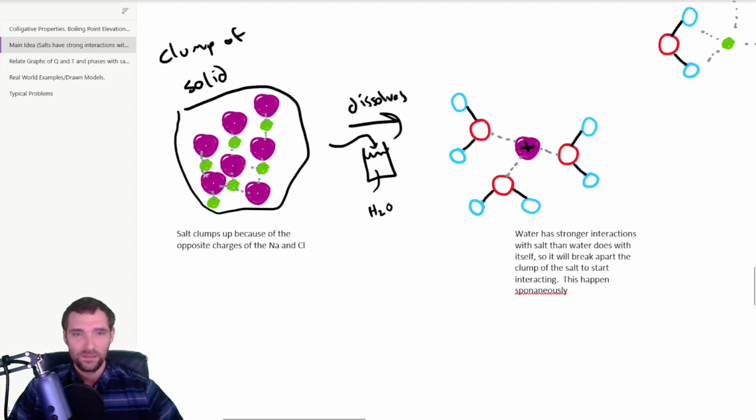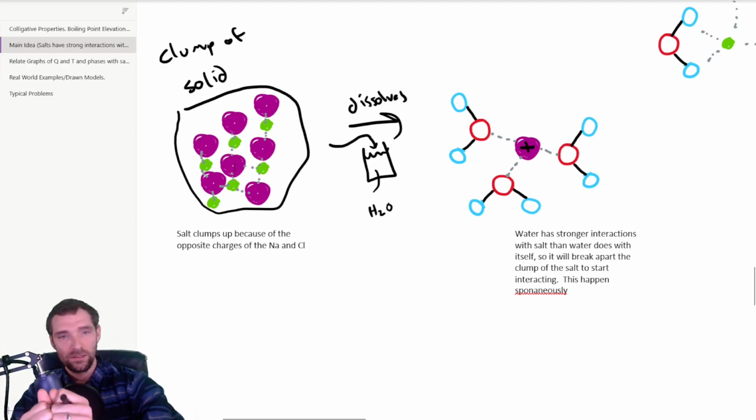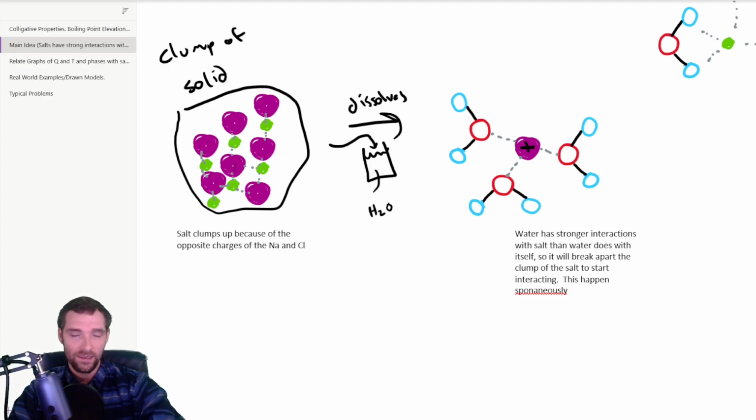Before it's in the water, these things are interacting with each other, the positive and negative charges. They've got those intermolecular forces interacting and holding on to each other. But water, this molecule with the 2 hydrogens and the oxygen, is going to come and sneak in between these molecules and start interacting with that one, and it will get pulled off.